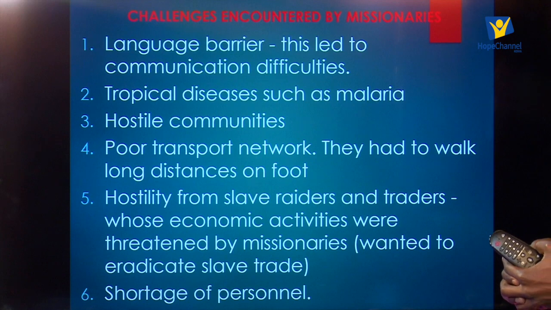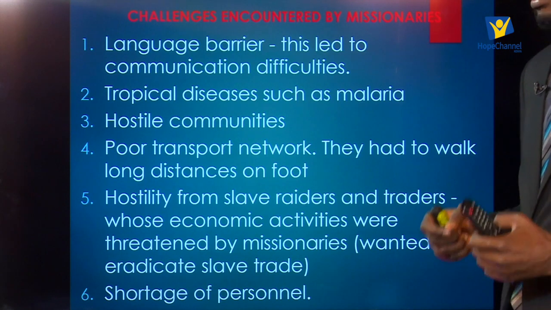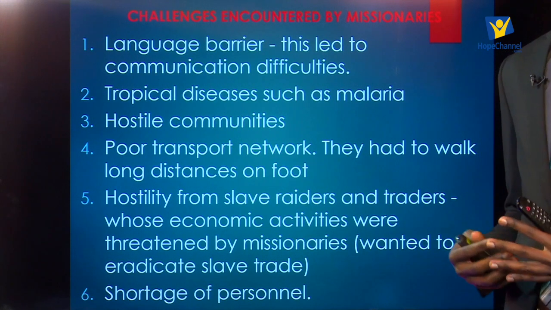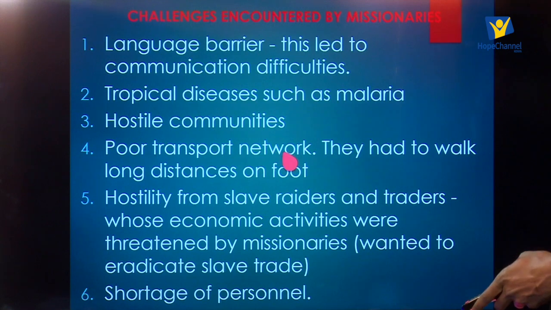Then number 5, there is the issue of hostility from slave traders and traders whose economic activities were threatened by missionaries who wanted to eradicate slave trade. What we mean here is that the Christian missionaries came with one of the agendas being stopping slave trade and replacing it with legitimate trade. But as they came, we still had some traders who had gained so much out of slave trade. So in their hard work of trying to do away with it, there was resistance from those raiders who had economically gained from this business of slavery. It became a challenge because the missionaries wanted to eradicate slave trade completely.